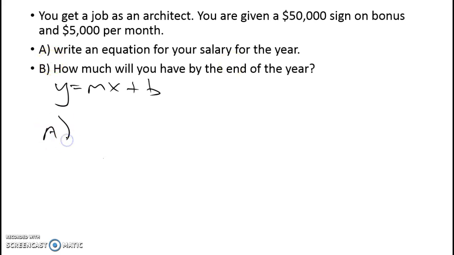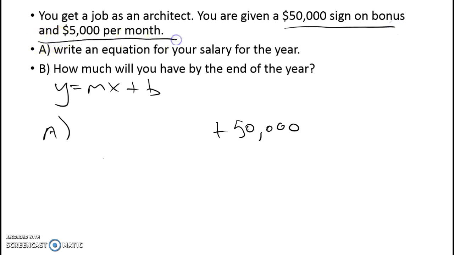So let's go ahead and write letter A there. You get a job as an architect. You are given a $5,000 sign-on bonus, which is a very handsome salary. So you're given this in addition to what you're going to get monthly. Let's keep reading. $5,000 sign-on bonus and $5,000 per month is equal to, I'm going to use my y as my output, but I could use function notation also. It's just a matter of preference.